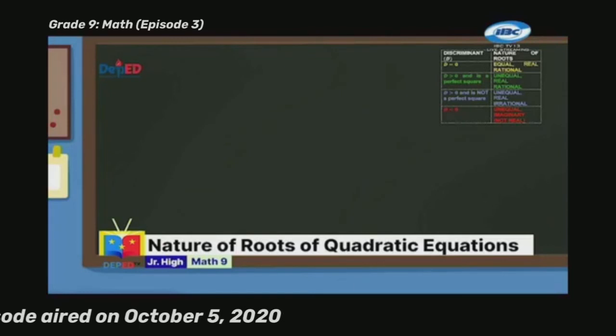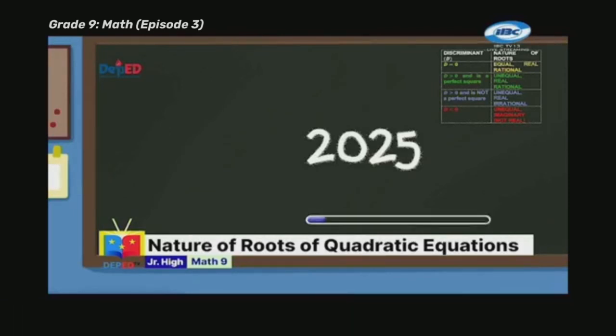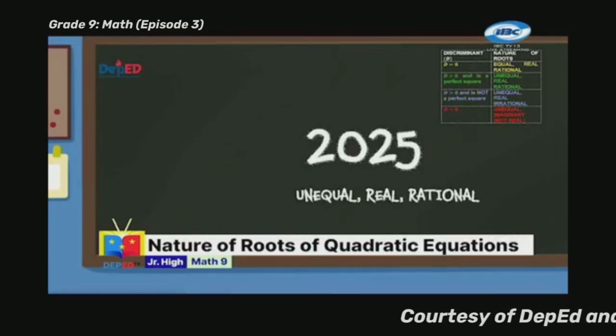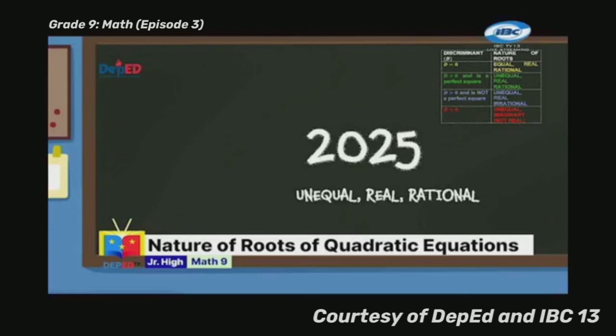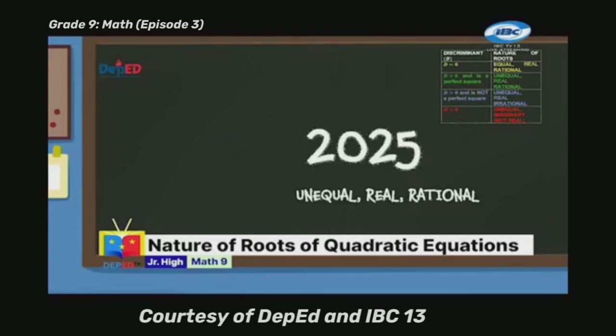Discriminant number 3: 2025. What is the nature of the roots? Timer starts now. Stop, look, and listen. 2025 is a perfect square. Its principal root is 45. Thus, the roots are unequal, real, and rational.